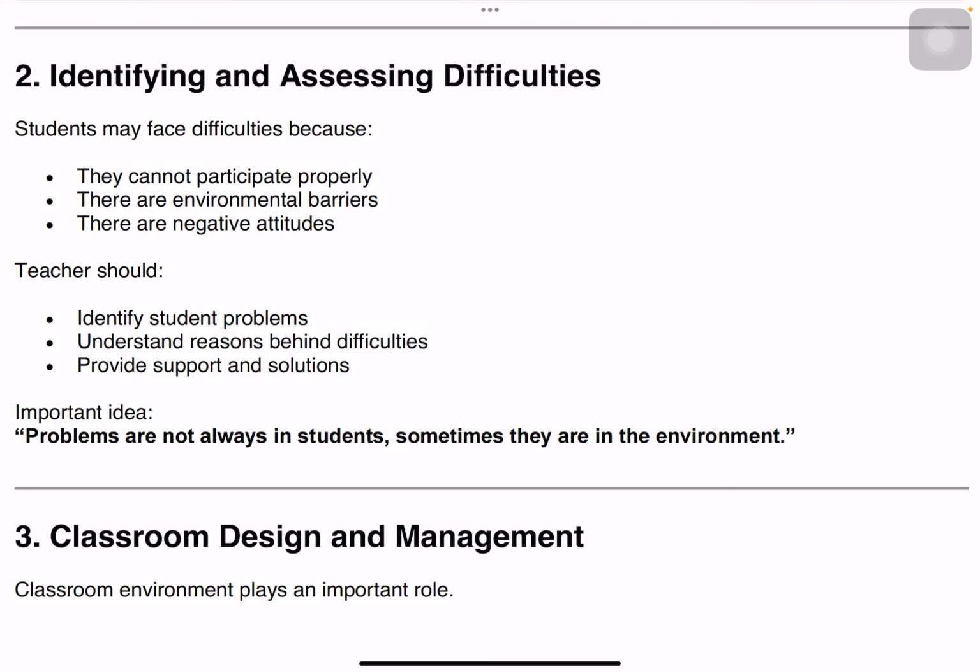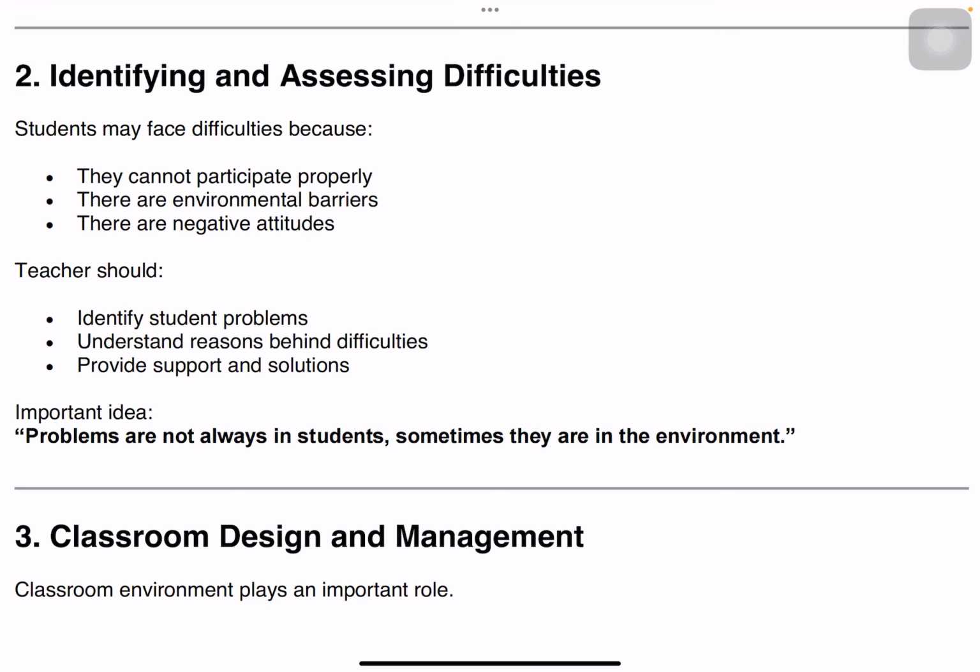Identifying and assessing difficulties. Students may face difficulties because they cannot participate properly. There are environmental barriers. There are negative attitudes. Teachers should identify students' problems, understand reasons behind difficulties, provide support and solutions.